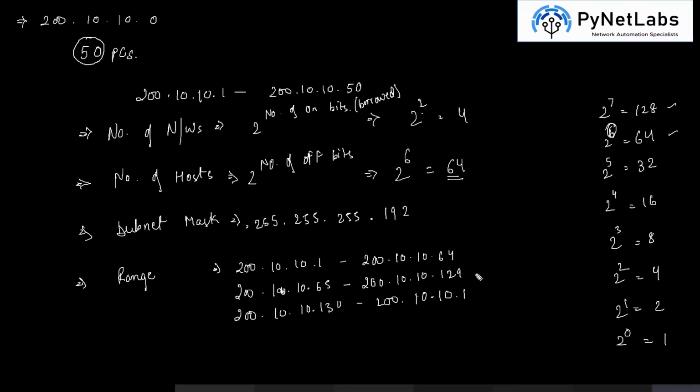Okay, I made a mistake here. Yes, you are correct, Shubham. This has to be from 10.1 to 63. Then here we have from 64 to 128. Then from 129 to 10.60. Yes, guys, I wrote 64 by mistake. Okay, let me explain it once again.